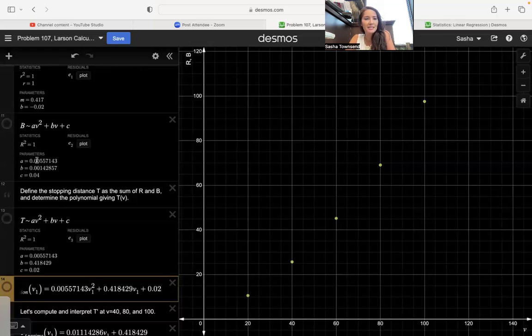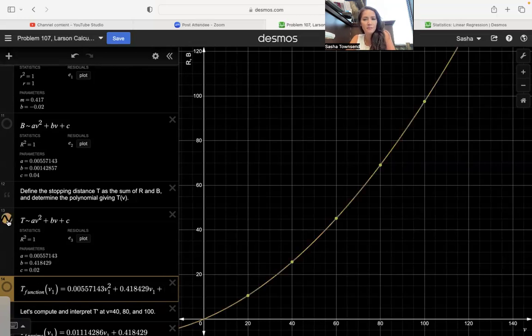You can just add the a v squared plus b v plus c to the m v plus b from this one, and you get the appropriate coefficients for this one. And we see that that parabola passes through the points really nicely as well.